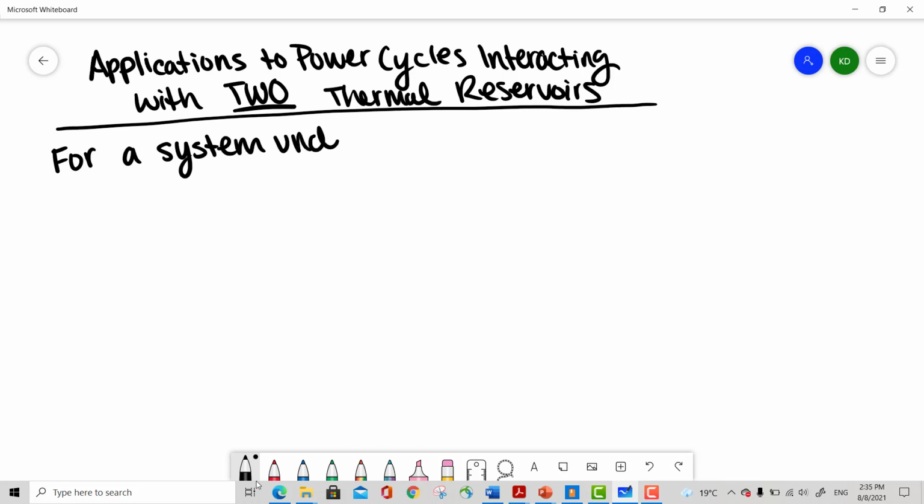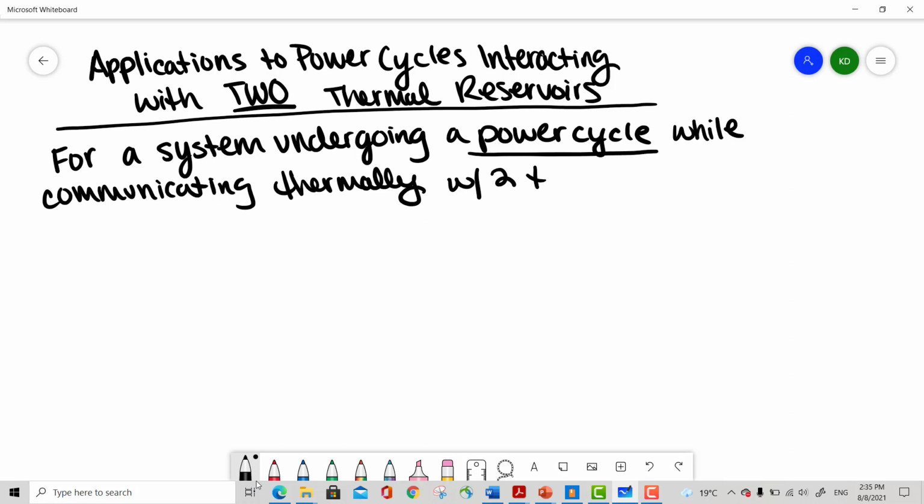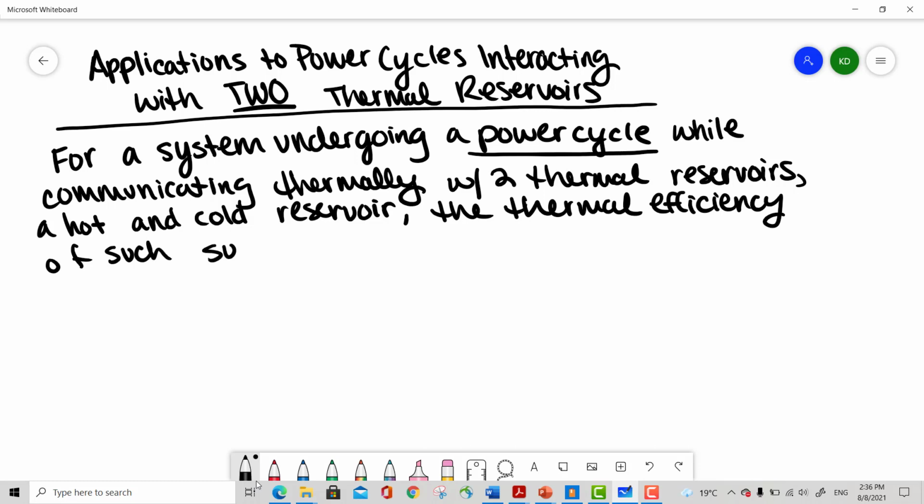A system undergoing a power cycle, moving into power cycles, while communicating thermally with two thermal reservoirs, a hot and cold reservoir, the thermal efficiency of such a cycle is, and here's that formula.